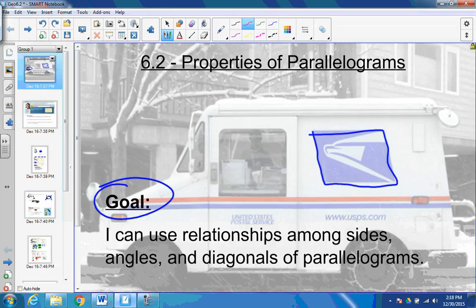So again, remember, there are different relationships among the sides, angles, and diagonals of parallelograms, and all five or so of those, I think five theorems that we did, tell us about those relationships. All right, we'll see you next time.